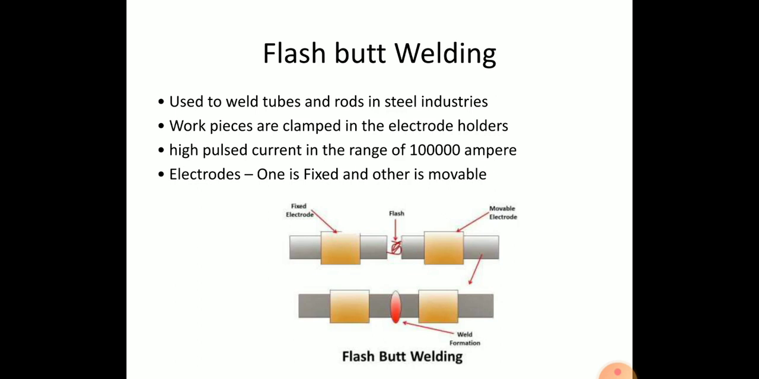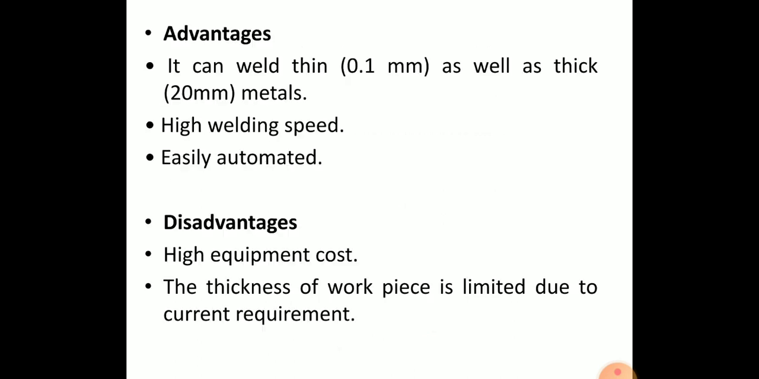Application of flash welding: it is used for the welding of bars, rods, tubes. It is also used for the welding of saw blades, continuous loops, taps, reamers to alloy steel shank. This is the flash butt welding.